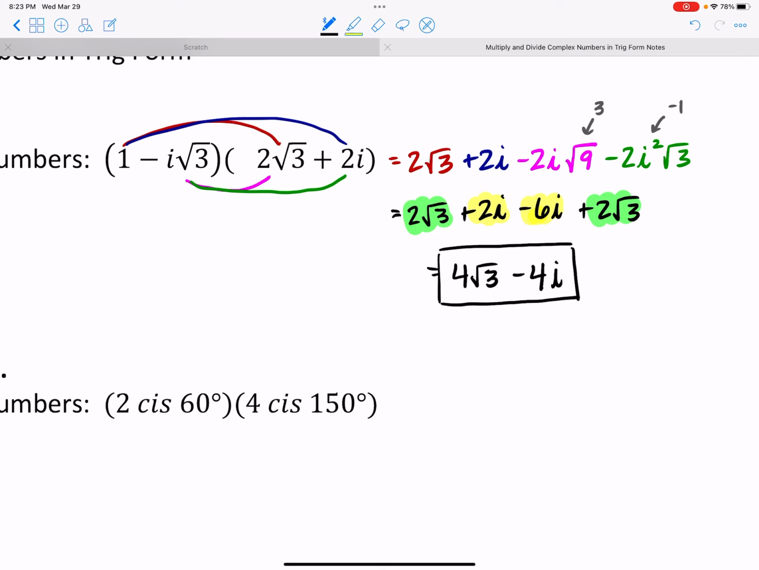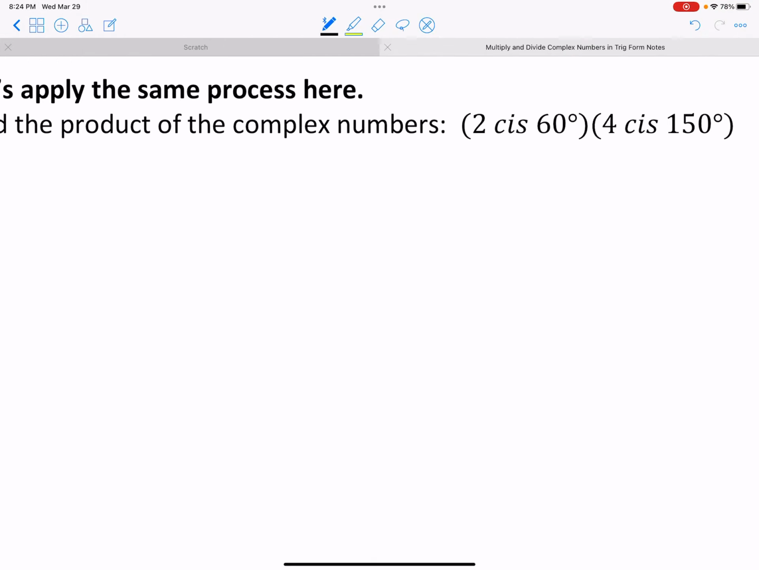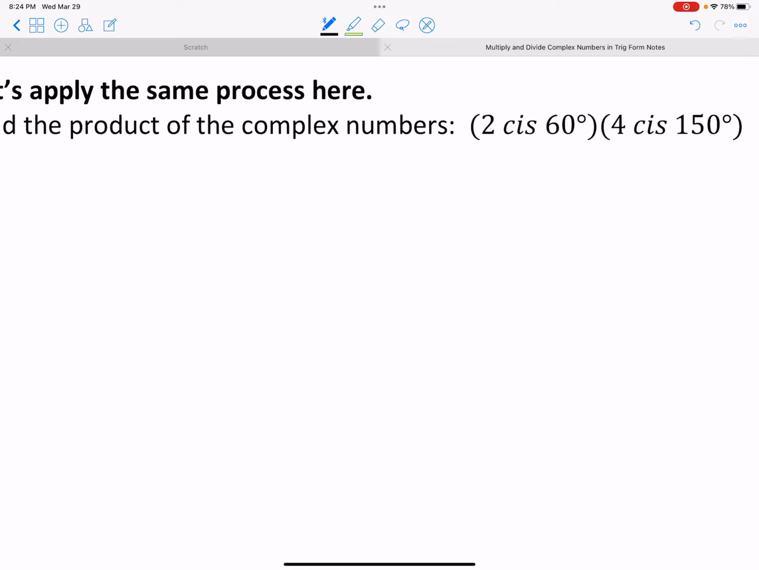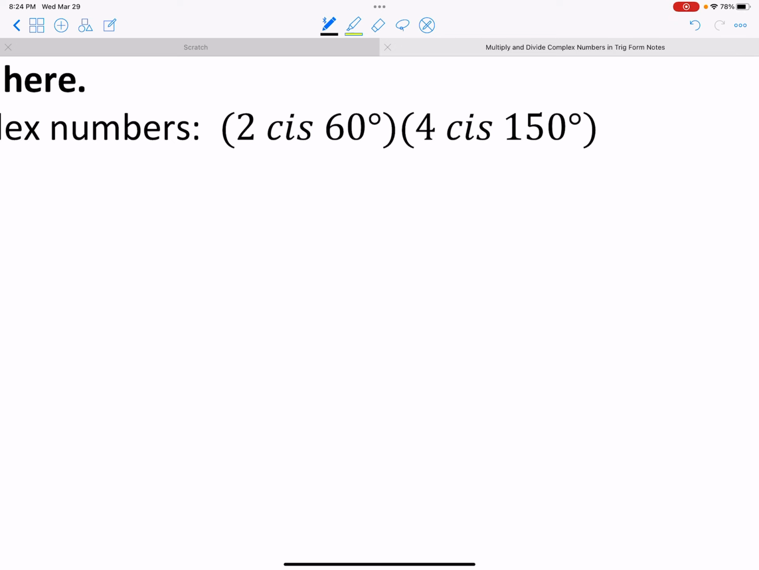Now that is exactly the same process when we're multiplying two complex numbers in trig form. It just looks a little worse, and in fact, because we have to write a little bit extra, it's going to feel worse, but it's just distributing. Now, in this next problem, that's what we're going to do. We're going to use that same process to find the product of these two complex numbers that are in trig form. But we really have to be careful, because right now this looks like we are multiplying a single term by a single term, but we are not.